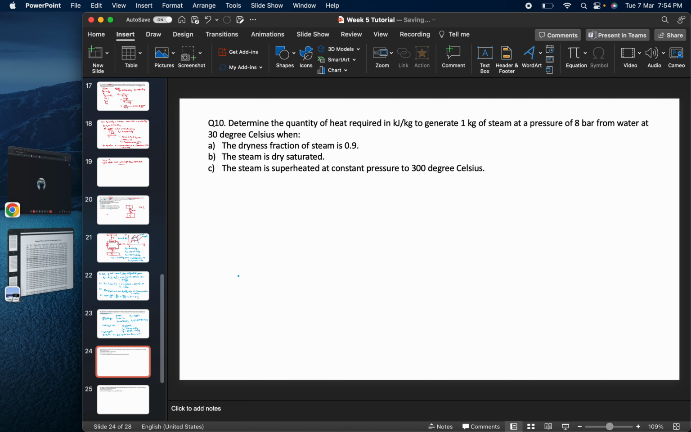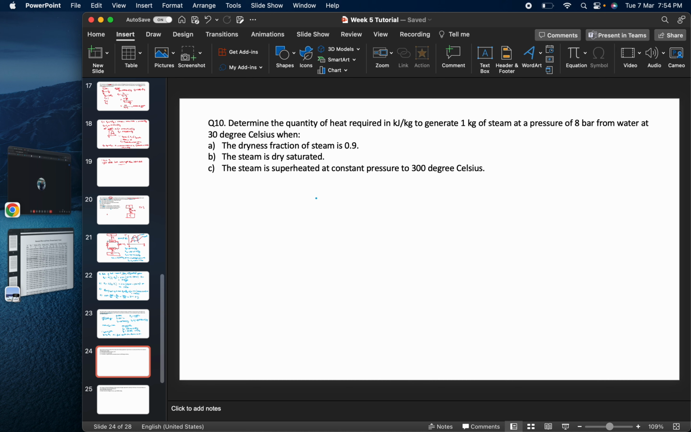Next question. Determine the quantity of heat required in kilojoule per kg to generate 1 kg of steam at a pressure of 8 bar from water at 30 degrees Celsius, when the dryness fraction of the steam is 0.9, when the steam is dry saturated, and when the steam is superheated at constant pressure to 300 degrees Celsius.